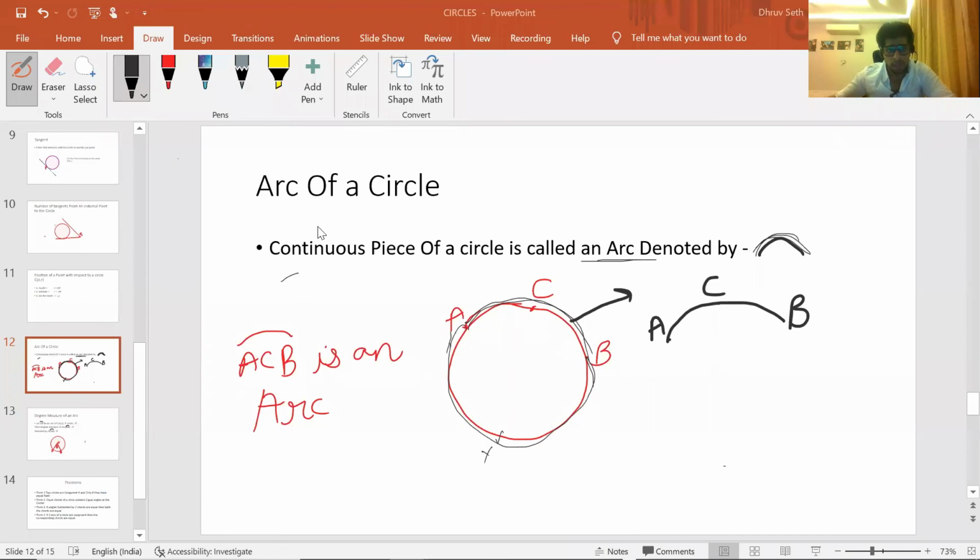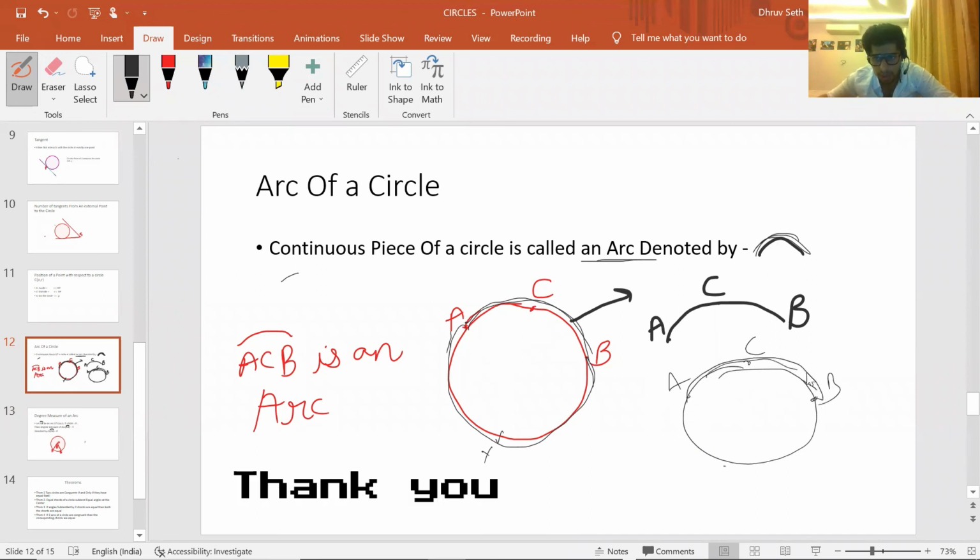Now I come to arcs, and what is the degree measure of an arc? A continuous piece of a circle is called an arc. Here you see a circle, and A, C, B are 3 points on the circle. You see a continuous piece ACB on the circle, and this denotes an arc. We represent it with a curved sign. ACB is an arc.